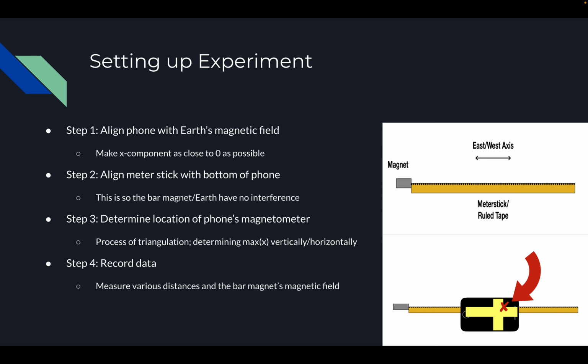A quick setup of the experiment is to align the phone with Earth's magnetic field, align the meter stick with the bottom of the phone, determine the location of the phone's magnetometer, and then record data.